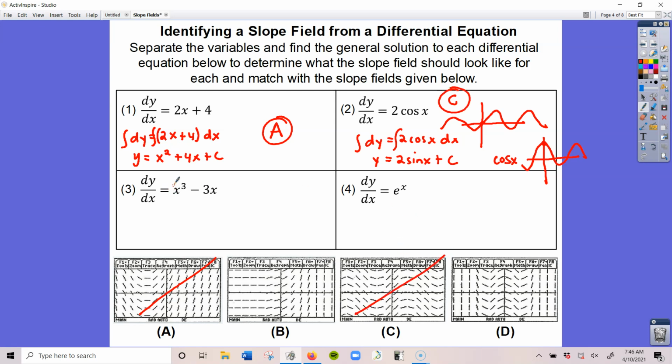Moving on to the next one, we have dy/dx equal to x to the third minus 3x. Again, multiply the dx to the other side. We get dy equals x to the third minus 3x dx. Integrate, and we get y equals 1 over 4 x to the fourth minus 3 over 2 x squared plus c. This is a quartic function.